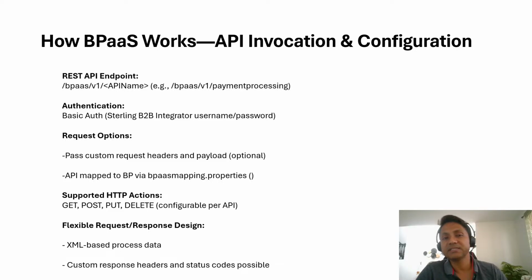The authentication can be a Sterling B2B Integrator username password, like a basic authentication. As I mentioned, you have to configure certain things, so you have to add certain parameters in the BPaaS mapping dot properties file, right, at the server level. And also you have to define what kind of actions are supported, whether it's a get, post, put, delete, right? These are all configurable per API.